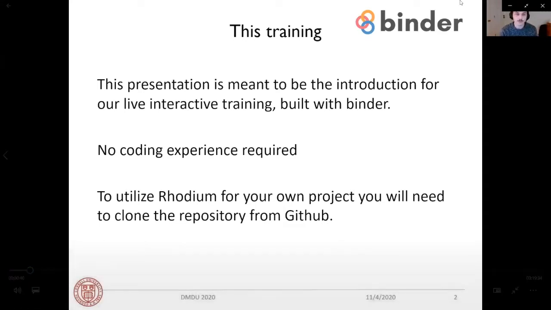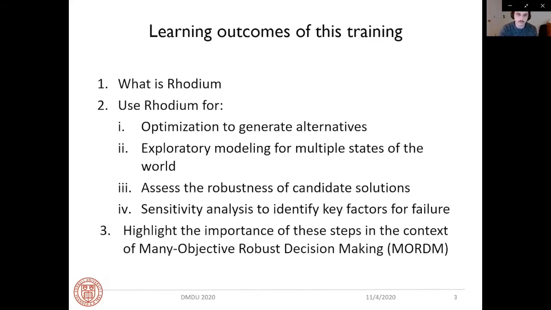To use Rhodium for your own project, you'll need to clone the repository from GitHub, so you can't access it via the Binder. And also, if you're taking this at a later date, the Binder should be live in perpetuity, so you should be able to run and access Rhodium and do this training at your own pace.